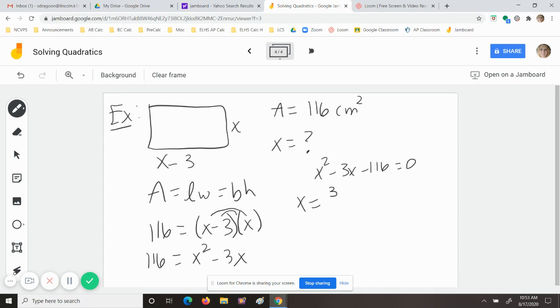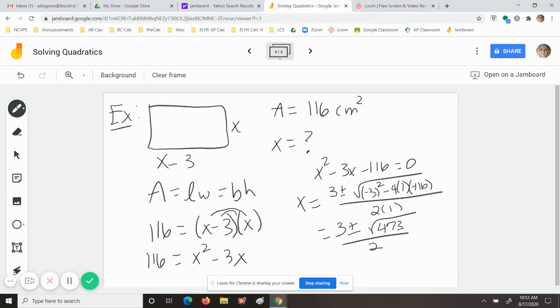Negative b would be positive 3 plus or minus square root of negative 3 squared minus 4 times a, which is 1, times c, which is negative 116, all over 2 times a, which is 1. Okay, let's go ahead and simplify inside the square root. Negative 3 squared is going to be positive 9. And then negative 4 times 1 times negative 116 is 464. Let's go ahead and add those. 9 plus 464 gives us 473, which is not a perfect square. Okay, if we solve this, let's see what we'd get.